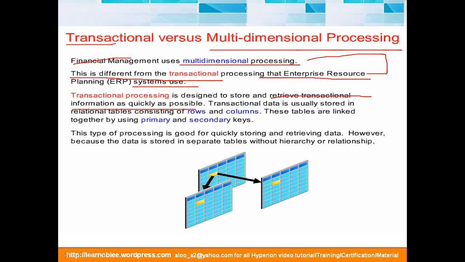Transaction data is usually stored in a relational database. We know that in terms of tables, which consist of rows and columns and multiple table joins with your primary and foreign key relationships, this type of processing is good for quickly storing and retrieving data. However, because data is stored in separate tables without hierarchy, retrieval may be good but not very good. We have no means to define dimensions and dimension hierarchy, whereas drill down and drill up can be easily defined using a multidimensional database.